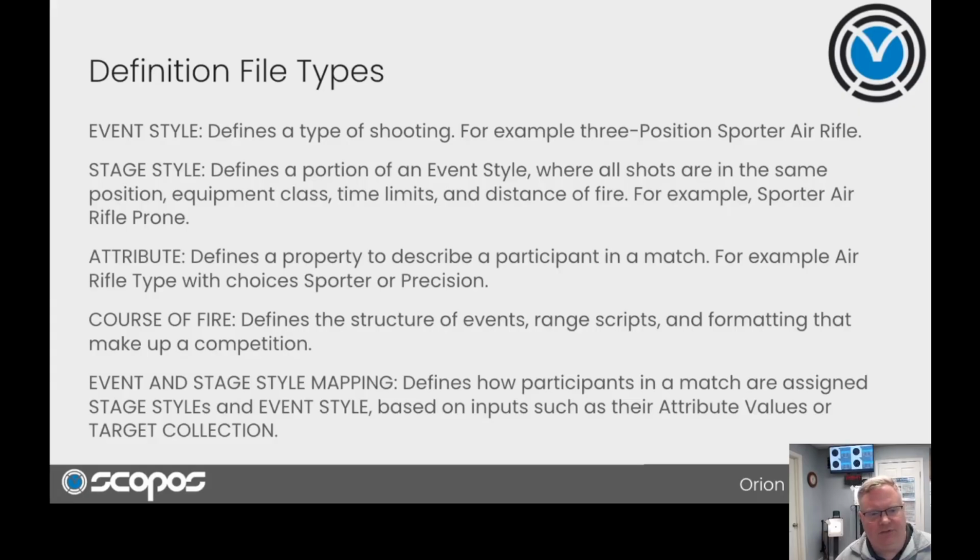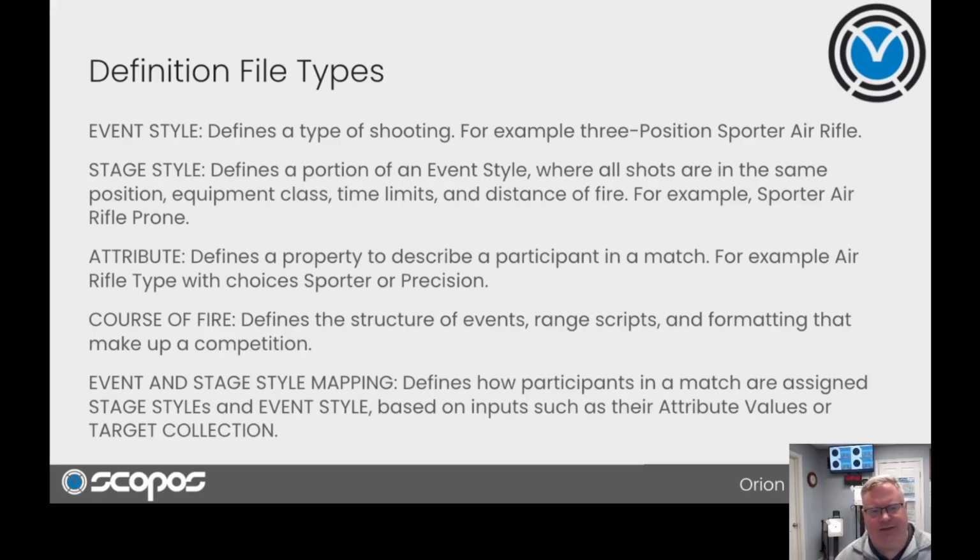An attribute is something that describes a participant in a match. Again, using the 3-position air rifle example, we could define an attribute that says if an athlete is shooting sporter or in the precision class.